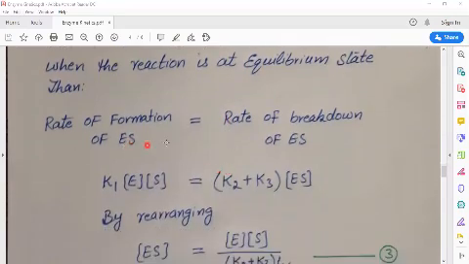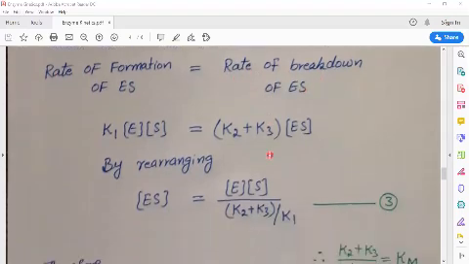When the reaction is at equilibrium or steady state, the rate of formation of enzyme substrate complex becomes equal to the rate of breakdown of enzyme substrate complex. By putting in the values of formation and breakdown, K1 times enzyme concentration times substrate concentration will be equal to K2 plus K3 times enzyme substrate concentration. By rearranging, the enzyme substrate concentration becomes equal to enzyme concentration times substrate concentration divided by K2 plus K3 divided by K1.